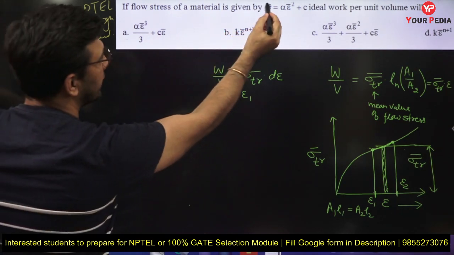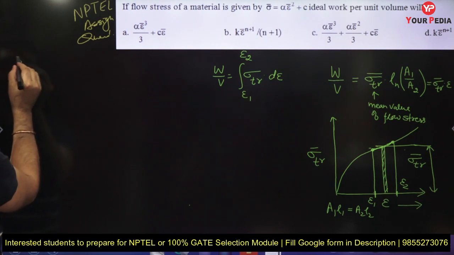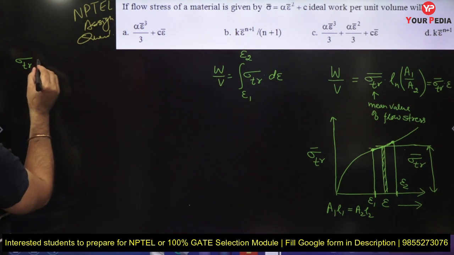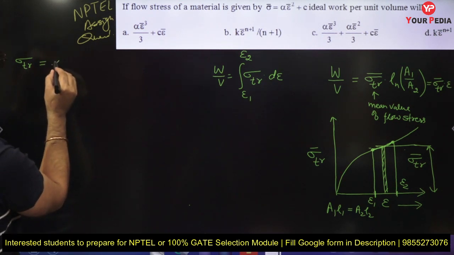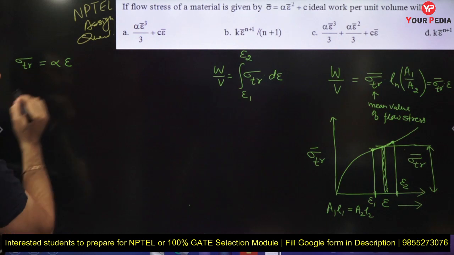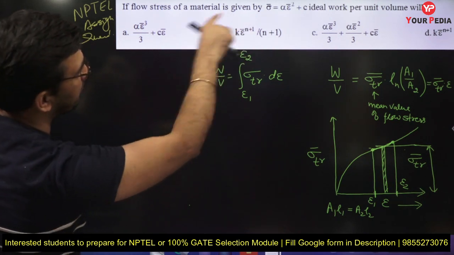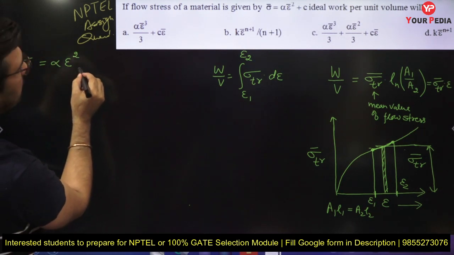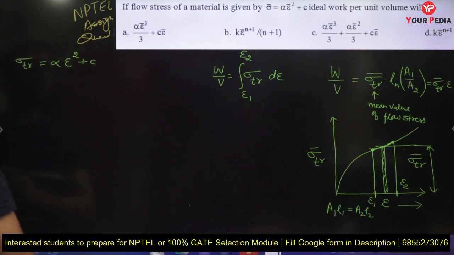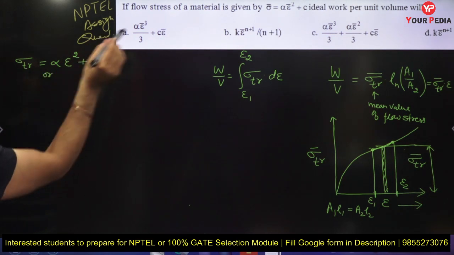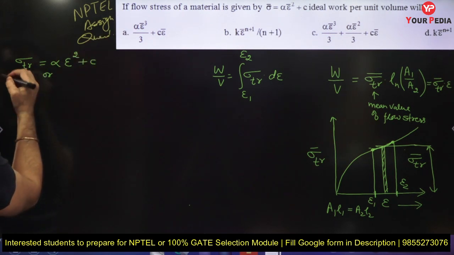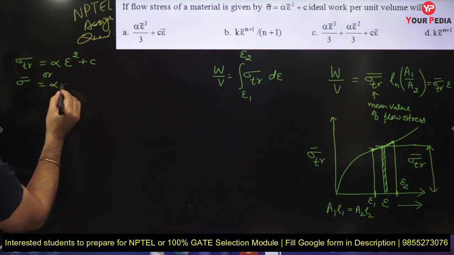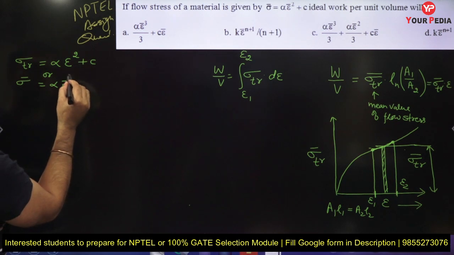So he has denoted this bar, so I am writing this. Basically he is giving me the true value of the stress, which he denoted sigma, which is equal to what? Alpha, true value of the strain, which he denoted epsilon bar, so I am writing it with the epsilon square plus c. This is what he has given me. Or you can say it is the same thing which he has denoted over there. He has denoted it by what? Sigma bar equal to alpha epsilon bar square plus c.